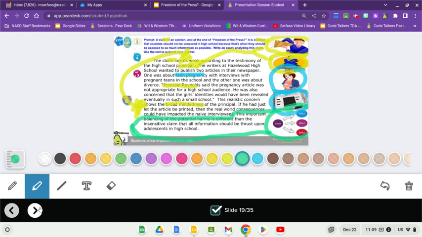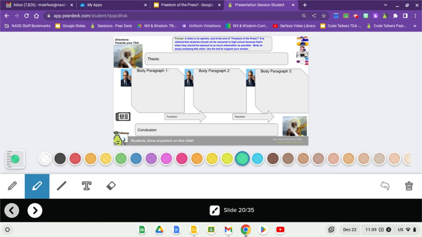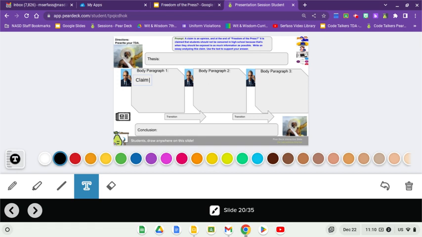Okay. So on slide 20 is a graphic organizer. Some people call them knowledge constructors, and some people call them outlines. But there's the same prompt at the top, right? And a thesis and a body paragraph 1, 2, and 3, and a conclusion. So to be clear, right, we have already looked at a body paragraph that said the claim was weak because of the principal's testimony.